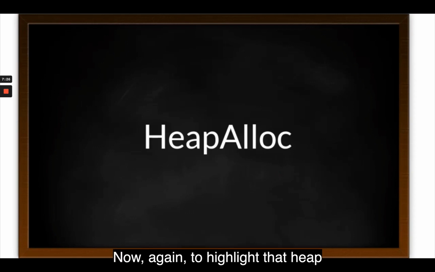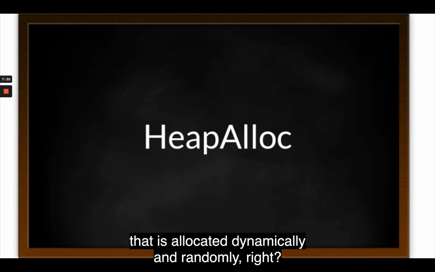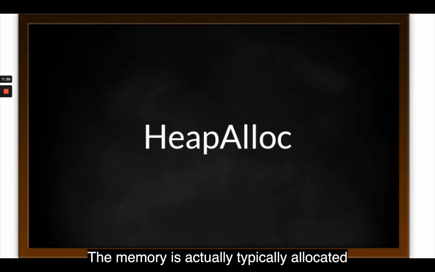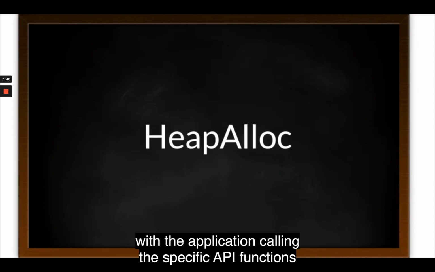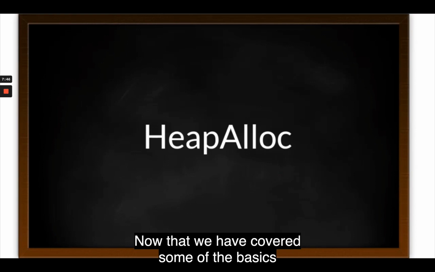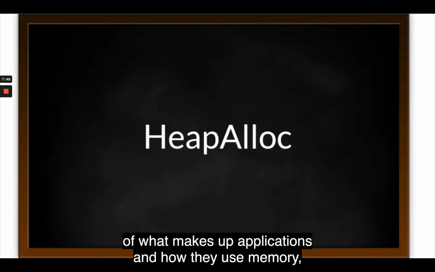Now, again, to highlight, heap is a general term used for any memory that is allocated dynamically and randomly, right? In other words, basically memory allocated out of order. The memory is typically allocated by the operating system, with the application calling specific API functions to do this allocation.